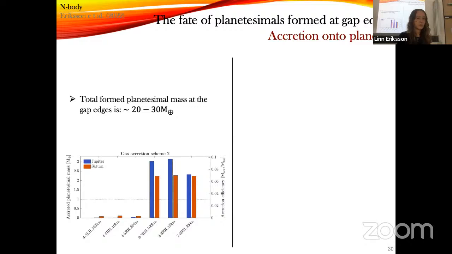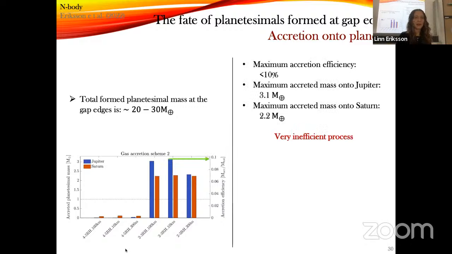There are a bunch of different simulations here, but before we look at them, I just want to point out that the maximum accretion efficiency here is less than 10%, which corresponds to, in this case, roughly 3 Earth masses onto Jupiter and 2 onto Saturn. And this is despite the fact that we took all the pebbles and turned them into planetesimals. And we also took all these planetesimals and placed them inside the feeding zone of the planet. So this already tells us that this is a very inefficient process, because this is really the maximum amount we can accrete, so to say.